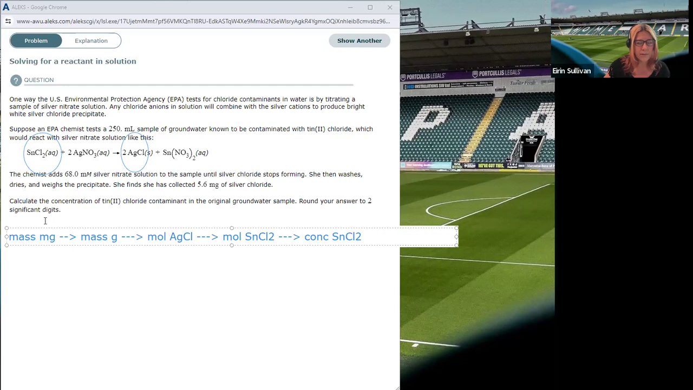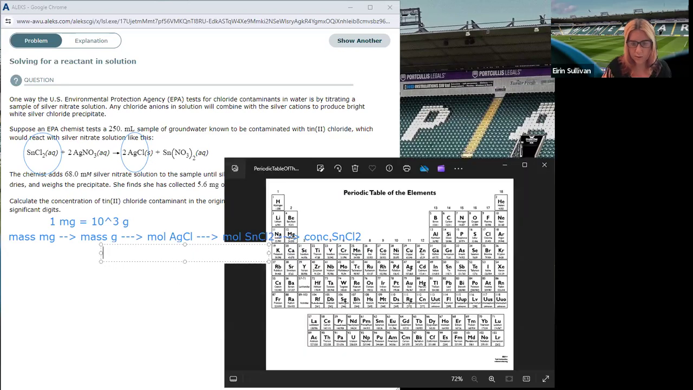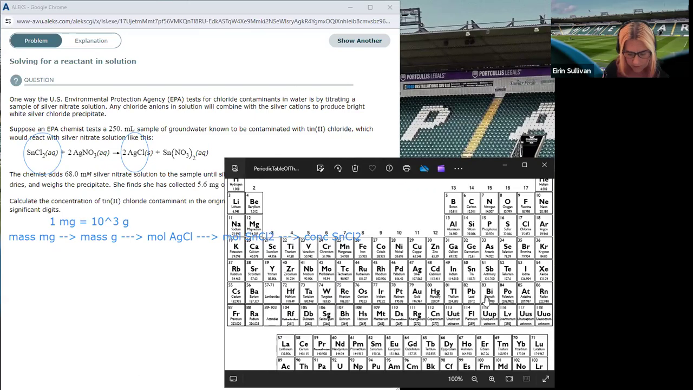So a mass in milligrams to a mass in grams, I'm going to use the fact that 1 milligram is 10 to the minus 3 grams. Mass in grams to the moles of silver chloride, I'm going to use the molar mass of silver chloride, which silver is 107 point something. Silver is 107.868, and chloride is 35.453.